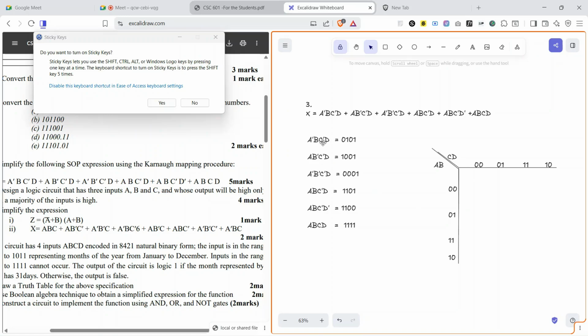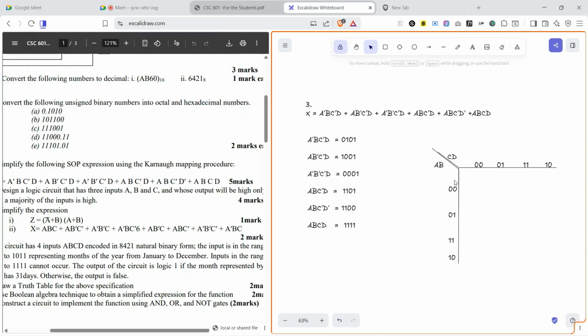So the first one is 0101. Wherever the intersection of this is, it already represents what you have here. So this 00 means A bar B bar. This is A bar B. This is AB, and this is AB bar. The same thing here: this is C bar D bar, C bar D, CD, and CD bar. So this is 0101. You look for where we have this intersection. You write 1 here.